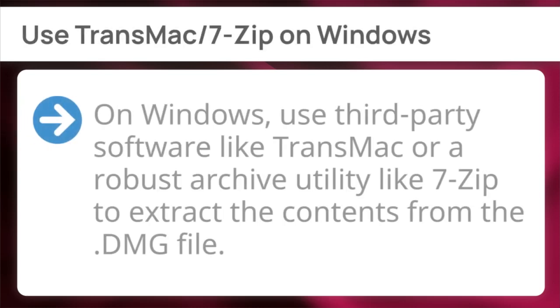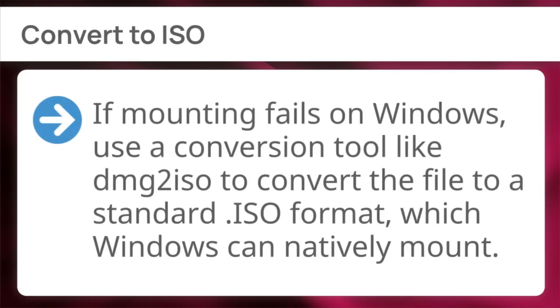Next, use TransMac or 7-Zip on Windows. On Windows, use third-party software like TransMac or a robust archive utility like 7-Zip to extract the contents from the .dmg file. Finally, convert to ISO. If mounting fails on Windows, use a conversion tool like DMG to ISO to convert the file to a standard ISO format, which Windows can natively mount.